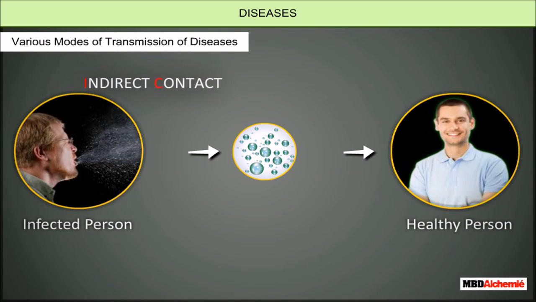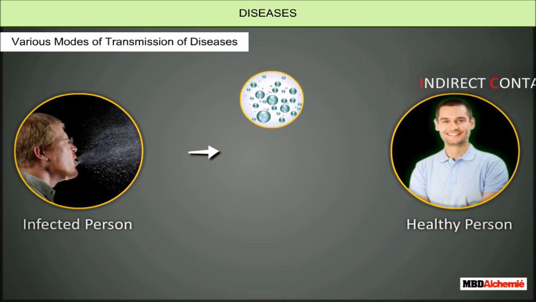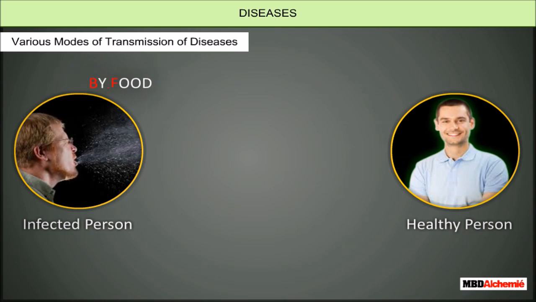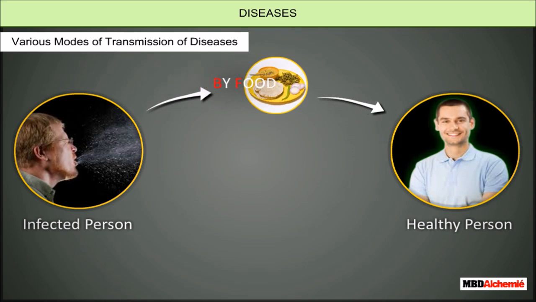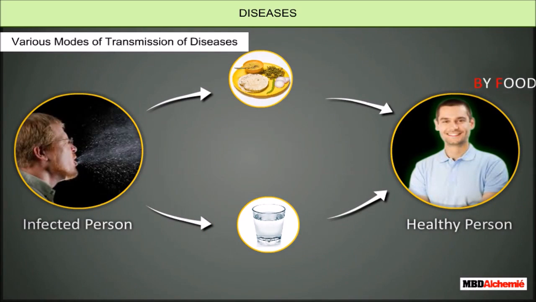Indirect transmission. It is a transmission of pathogens from the reservoir of infection to a healthy person through some intermediate agents. Pathogens of cholera, dysentery, typhoid, etc. are transmitted by agencies like contaminated food, water, etc.